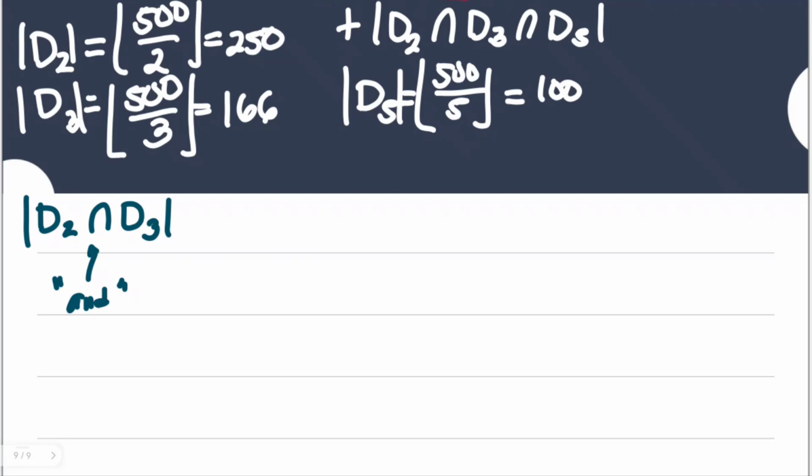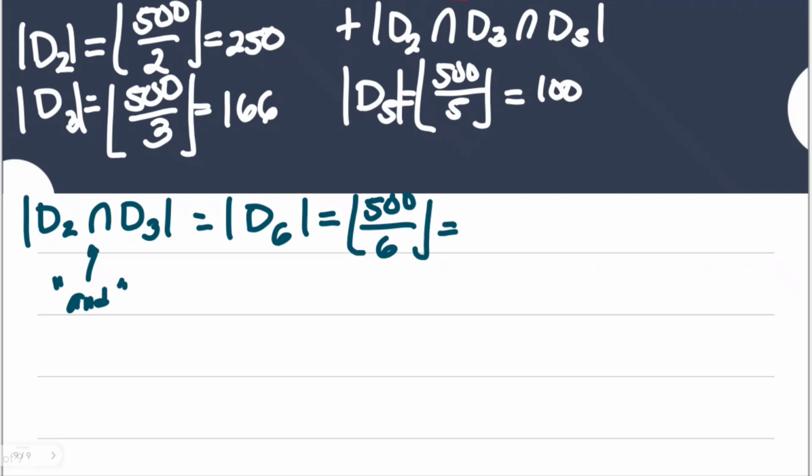It's actually 6. So if we talk about the number of integers divisible by 2 and 3, we're just looking for the number of integers divisible by 6, because 6 comprises 2 and 3 as factors. So with that, 500 divided by 6, again, let's use the floor, we will actually get 83.3333, or simply using the floor, you will get here 83.